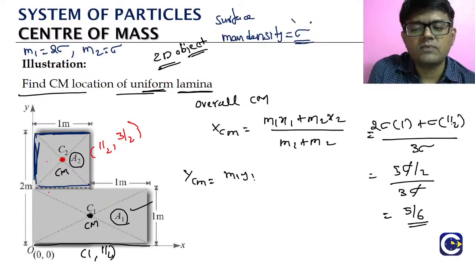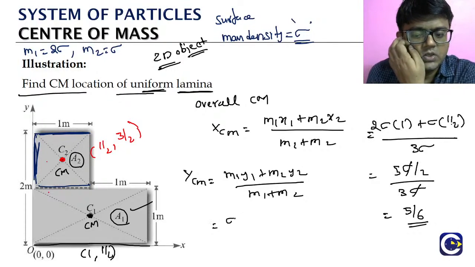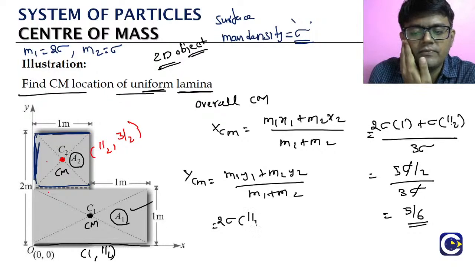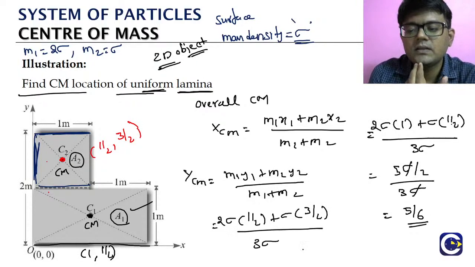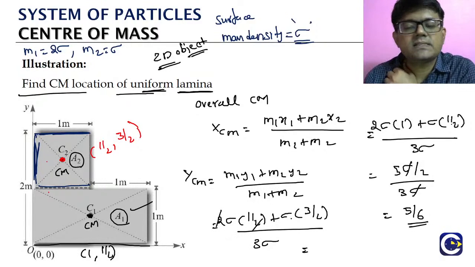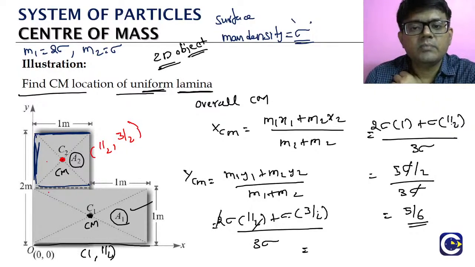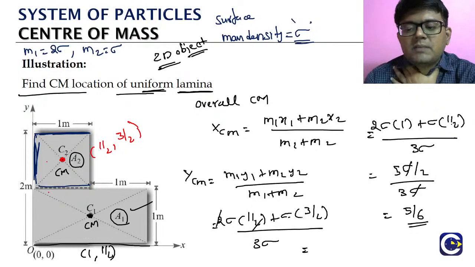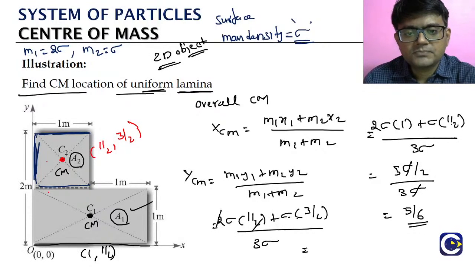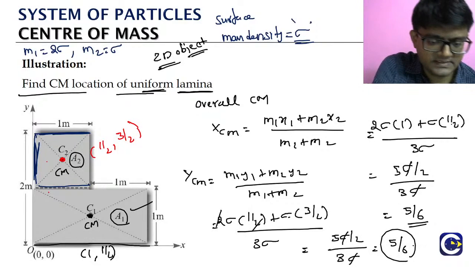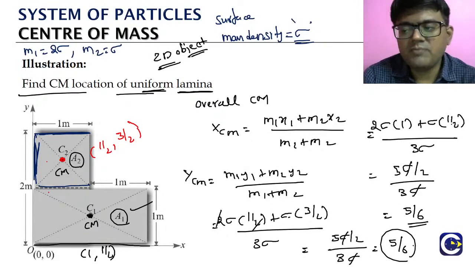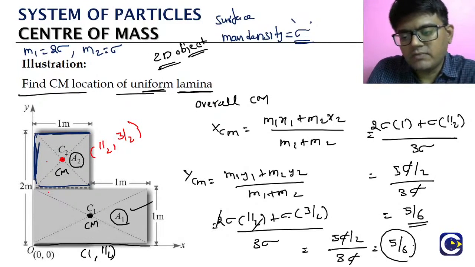What is it going to be? அவ்வளவுதான். m1 y1 plus m2 y2 by m1 plus m2. இப்ப பாருங்க, m1 y1 சொன்னா what is it? 2 sigma into y1 எவ்வளவு? Half, plus m2 y2, divide by... பாருங்க, sigma plus 3 by 2 into sigma. 5 sigma by 2 divided by 3 sigma. என்னது? 5 by 6. பாருங்க, what is the answer? அந்த center of mass ஓட x coordinate எவ்வளவு? 5 by 6. அந்த மாதிரி y coordinate also is what? 5 by 6.